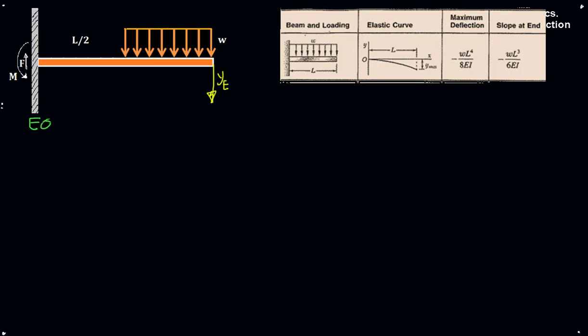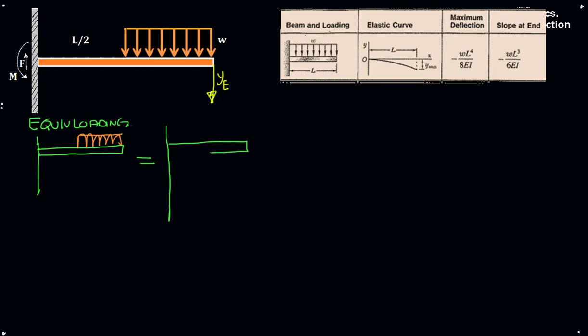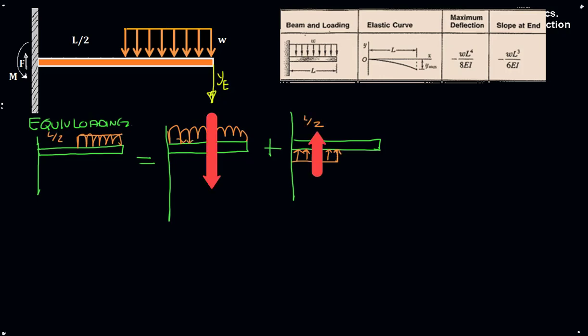Let's define the equivalent load as follows. Here's our beam now with the distributed load acting only out here at the end. And we can say that that would be equal to a beam that had the load acting the entire way across, which is in our tables, plus a beam where the load acted upward over half of the length. So this downward acting load here plus the upward acting load here is equivalent to the original load. So that's a good starting point for us.